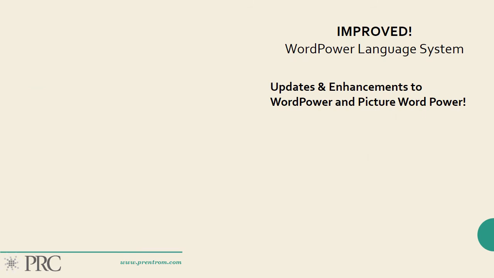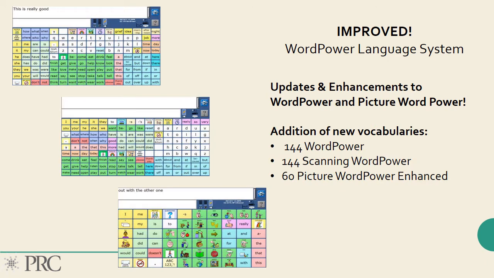Another update to our language systems is with Word Power, and we have always had Word Power in our systems. It's actually a separate configuration, but we're excited that Nancy Inman, who's that author, has released updates and enhancements to Word Power and to Picture Word Power. First of all, the addition of new vocabularies is exciting. So we have now 144 Location, which has been missed for a while, and that's exciting.